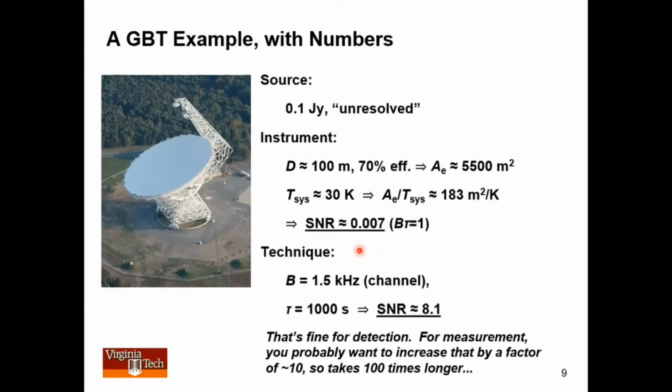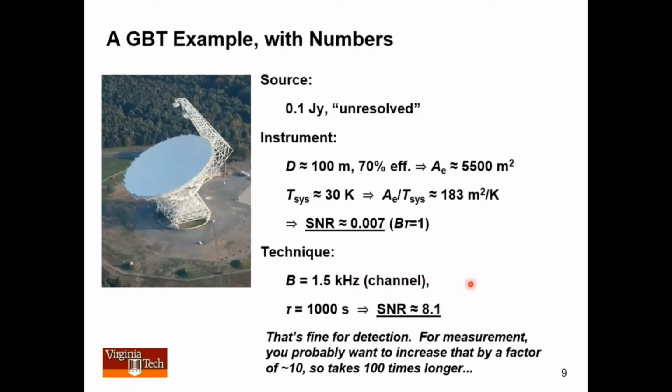So you get a benefit from how you do this observation. For example, if you're doing 1.5 kilohertz wide channels and you integrate for 1,000 seconds, that goes up to 8.1. 8.1 would be enough to detect, I would say. That'd be enough to tell you that you saw something significantly different from noise. Probably not good enough for doing measurements of other kinds, so this is kind of mediocre. But if you want to drive that up to 80, you're going to have to observe 100 times longer. So 100 times 1,000 seconds is many hours. So now you start to appreciate what telescopes have to put up with.